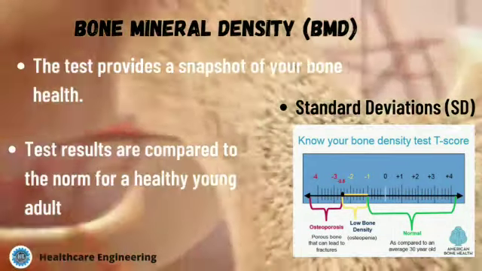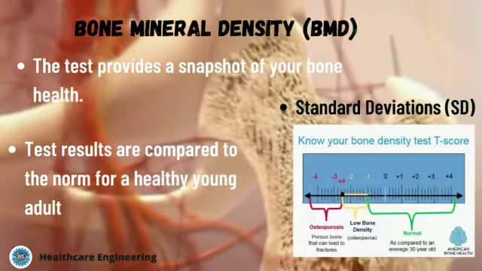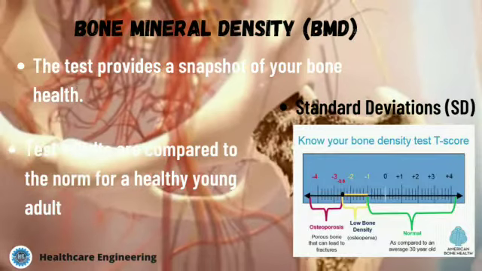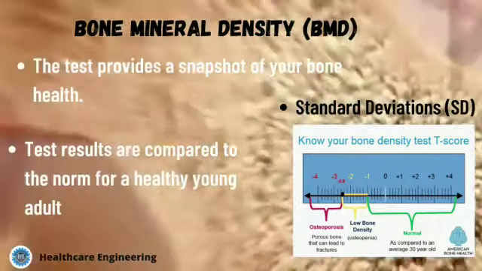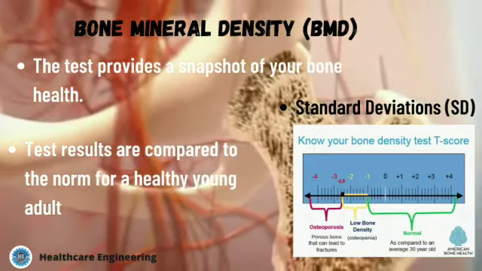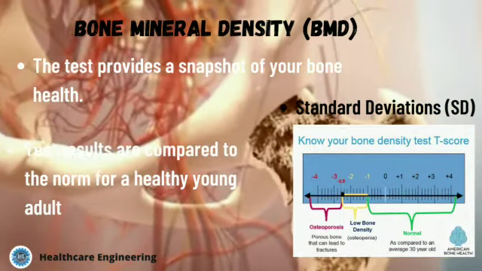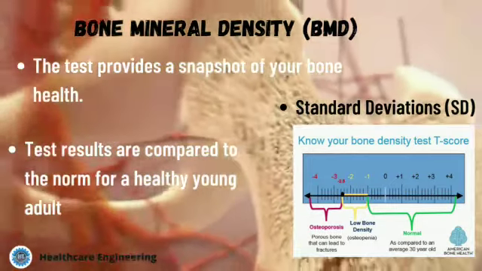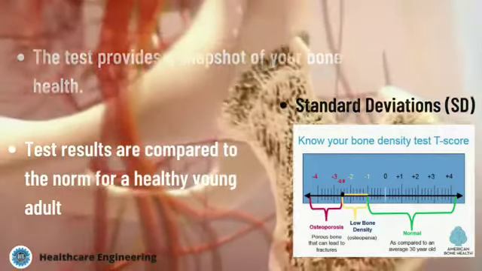A T-score between +1 and -1 is considered normal or healthy. A T-score between -1 and -2.5 indicates that you have low bone mass or osteopenia. A T-score of -2.5 or lower indicates that you have osteoporosis.